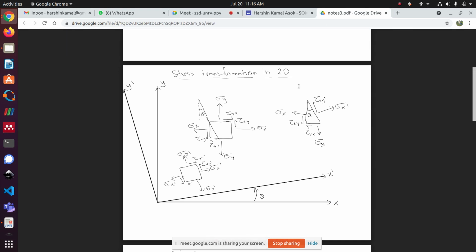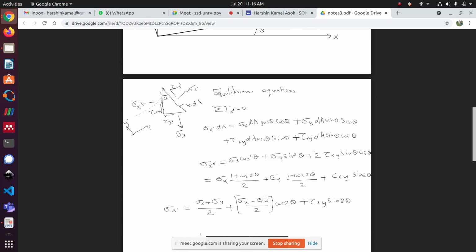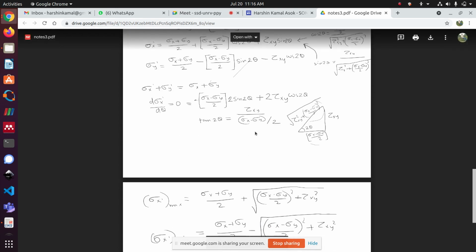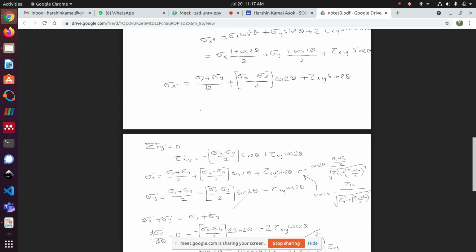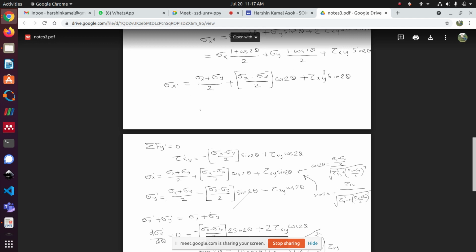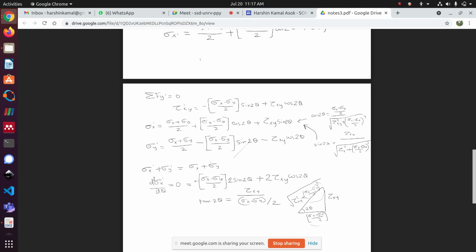After that we derived a general equation for stress transformation. For a very general case, we try to rotate the coordinate system by an angle theta, and we figured out that using equilibrium equations, we can calculate normal stress and shear stress using these equations. Sigma x dash using this equation, and sigma y dash using this equation. If you compare these two equations, you can see that first term is common, and after that you have the terms with negative sign here, the same terms with negative sign. And if you add up these normal stresses, we'll see that they are the same for all coordinates.